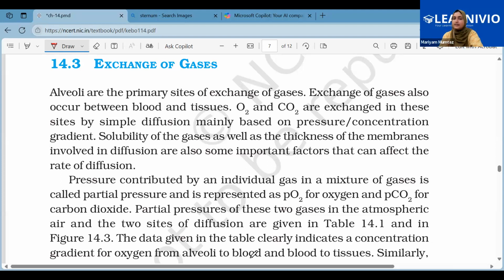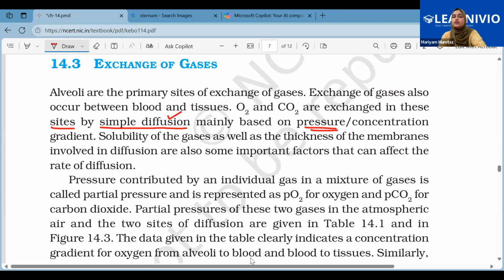The oxygen and the carbon dioxide are exchanged in the sites by simple diffusion, mainly based on the pressure or the concentration gradient. We know that now. But what are the things that can affect this diffusion?